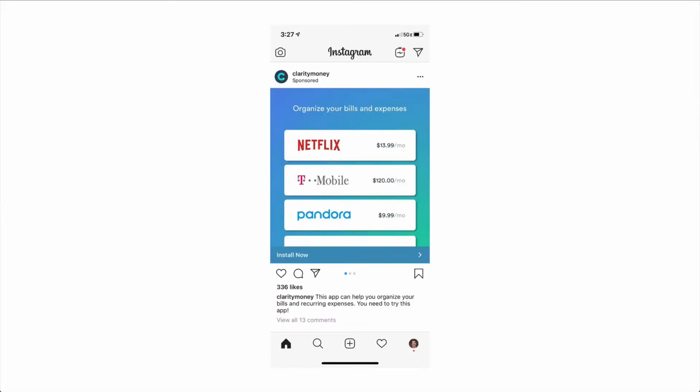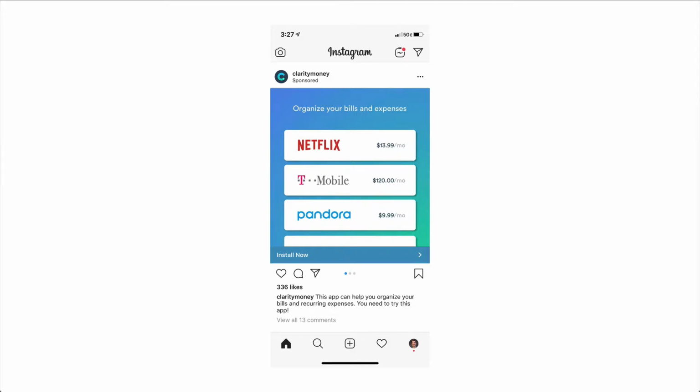Now here's an advertisement that I found as I was browsing through my Instagram feed. This is about a service called Clarity, where you can organize your bills and your expenses. Take a look at the text at the bottom. This app can help you organize your bills and recurring expenses. You need to try this app. What do you think? Do you think that this speaks to the feeling that the reader's after? I would say it does not.